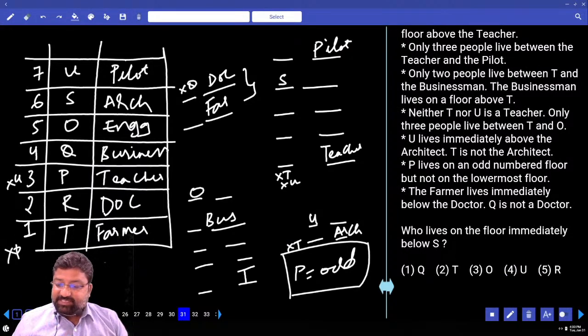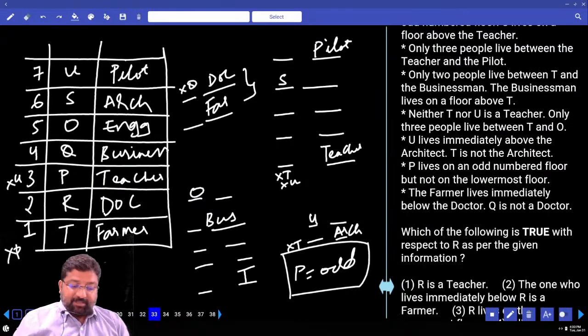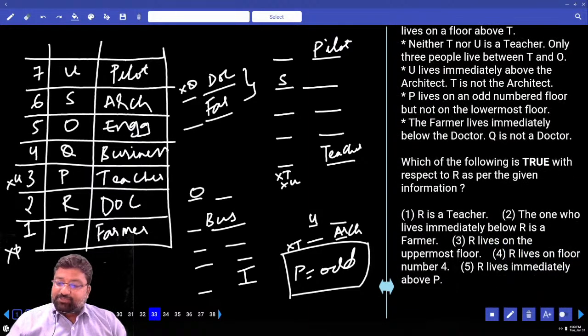Who lives on the floor immediately below S? Immediately below S is engineer, or O. Do we have O in the options? Yes. Question 32: Which of the following is the profession of Q? Businessman. Question 33: Which of the following is true with respect to R as per the given information? R is a teacher. Is R a teacher? Come on.